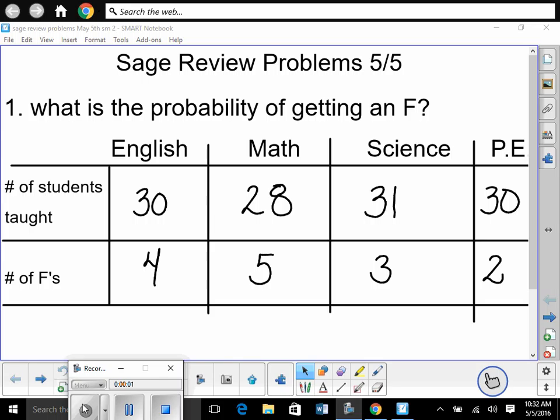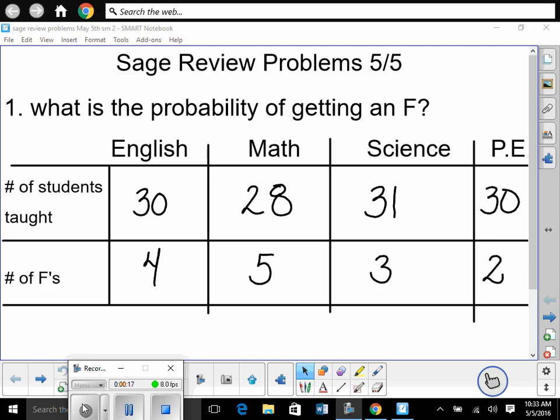Of getting an F. So in this chart, in general, 30 English students, 28 math students. So this is the frequency, right? The number of students, everybody. And then 31 science students, 30 PE students. So everybody have a calculator out so we can fly through this. So then these are the number of people, the number of Fs each class produced.